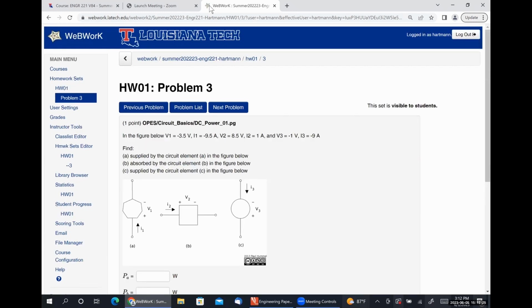For problem 3 here, this is really going into the passive sign convention stuff. So for instance, if we look at element A, we can see that the current is flowing into the positive polarity terminal. So V1 times I1 is the absorbed power. We're asked to find supplied power, so remember to multiply by a factor of -1. Literally what we just did. Nothing wild or crazy there.